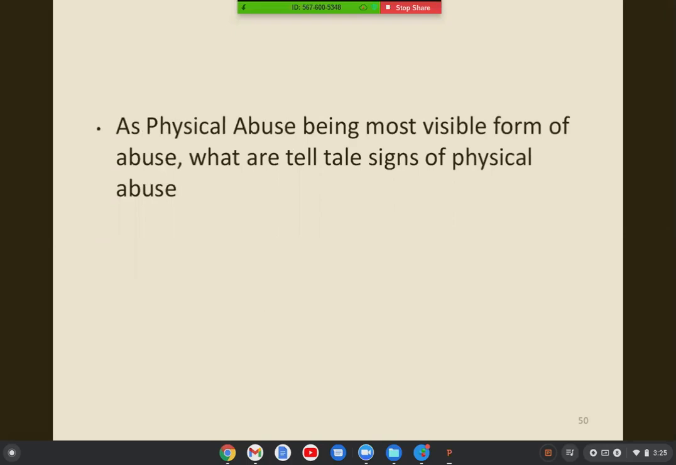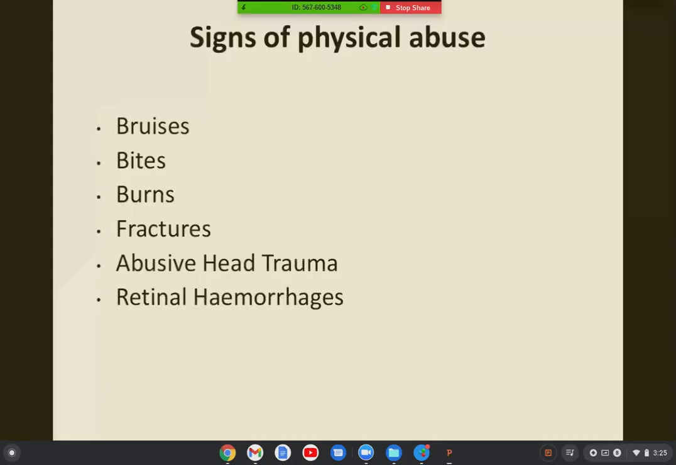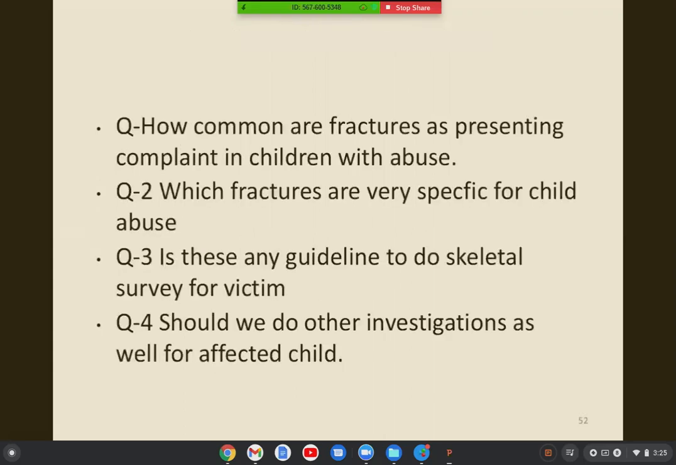As physical abuse is the most visible form of abuse, what are the telltale signs of physical abuse? These are bruises, bites, burns, fractures, abusive head trauma, retinal hemorrhages. How common are these fractures? How specific are these fractures? Do we need to do a skeletal survey for every victim who comes to us with skeletal trauma? How and what investigations should be useful in this child?